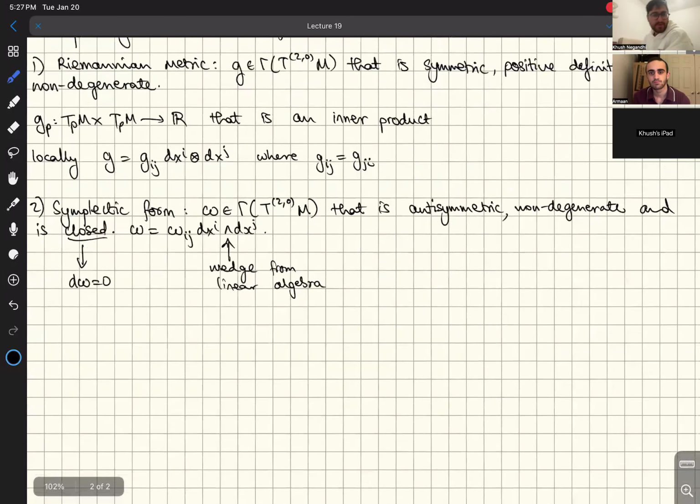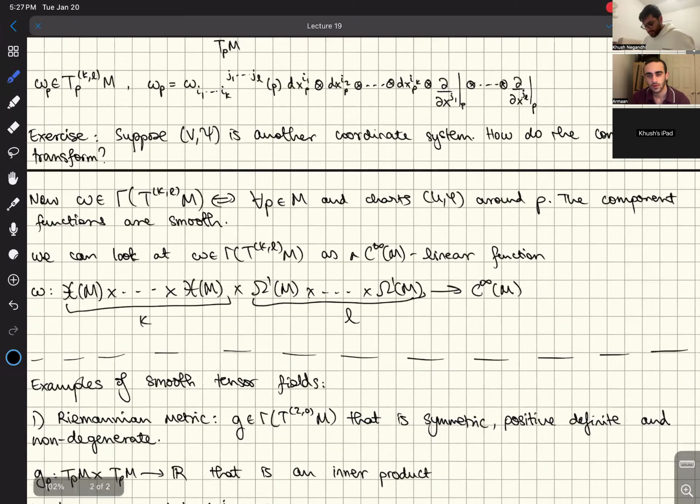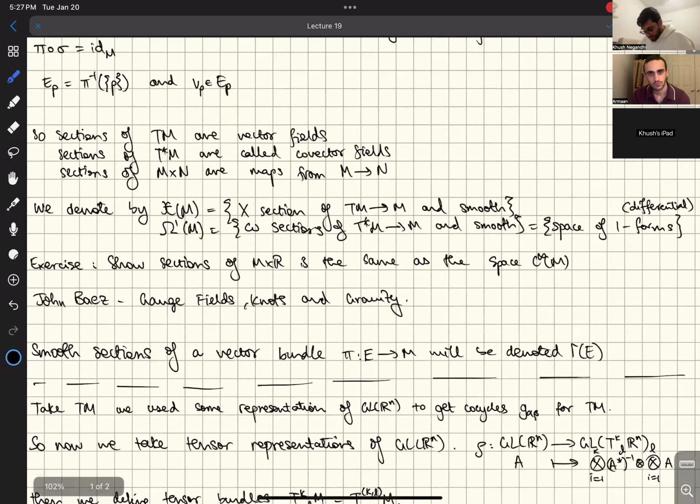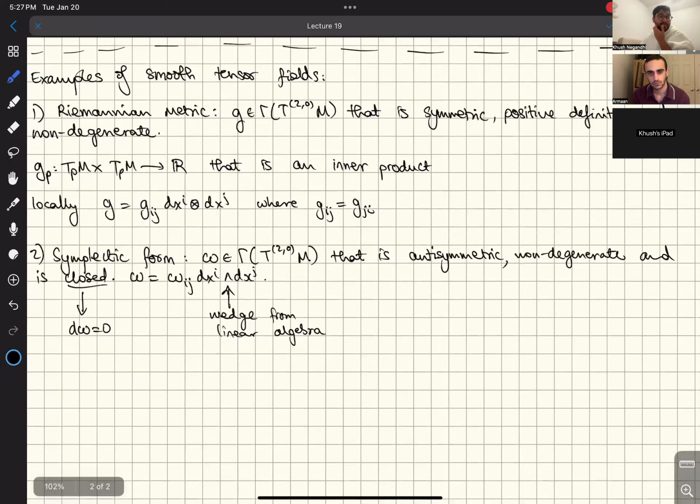My main goal for today was to give you these examples of tensor fields, to really show you that what we're doing, the point of generalizing, actually has a point. It's not just unnecessary, because it might seem that way.